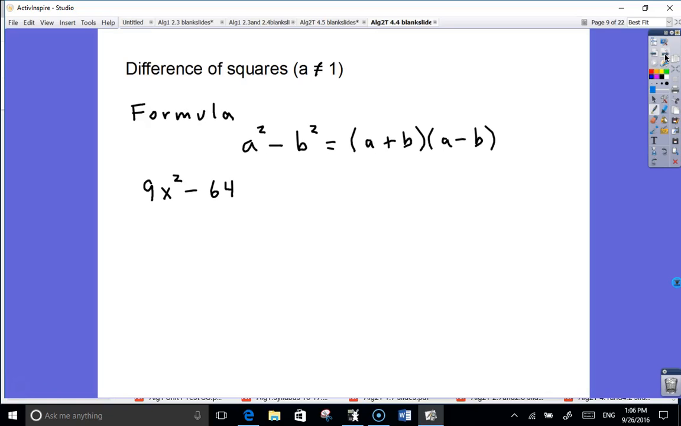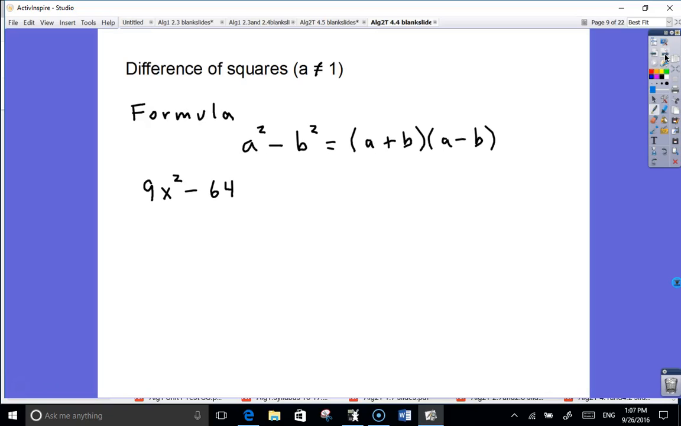Okay, well now we also have to deal with our special factoring patterns. That last class, when we did them, they always had a equals 1, but now they don't. So remember the difference of squares is when you've got something squared minus something squared. Okay, is that what we have? 9x squared minus 64? It's not quite, but we should recognize both 9 and 64, those are perfect squares.